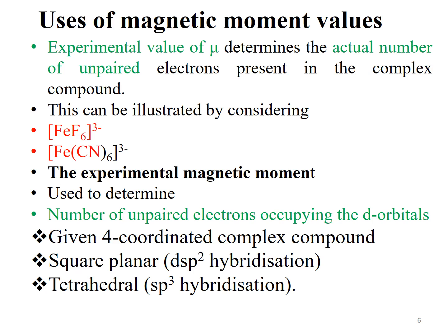given four coordinated complex compound is square planar, meaning it has dsp2 hybridization, or it is carrying tetrahedral geometry, and we know that when there is tetrahedral geometry then the mode of hybridization will be sp3 hybridization. So it means overall the experimental value of magnetic moment is helpful to determine the geometry of any transition metal complex.